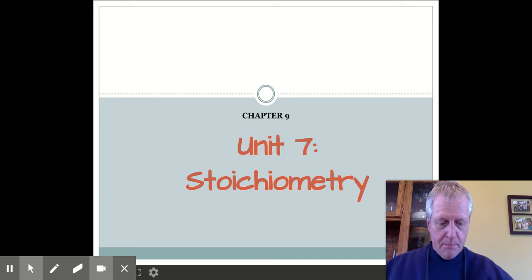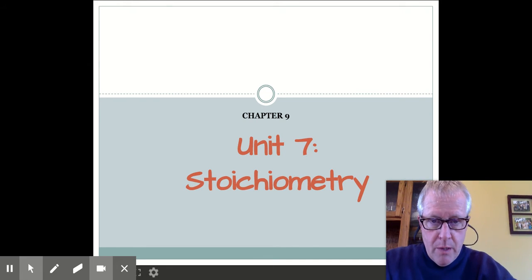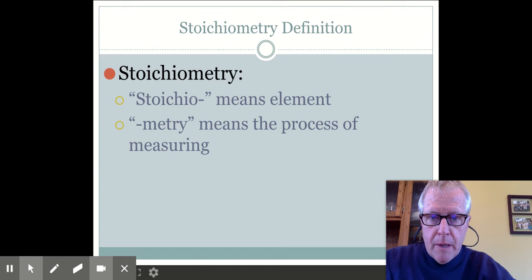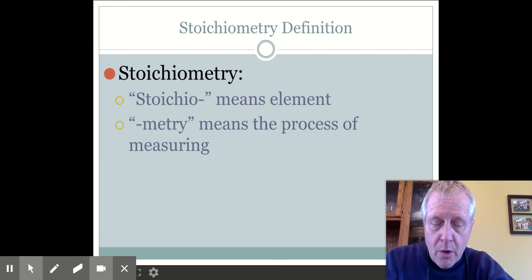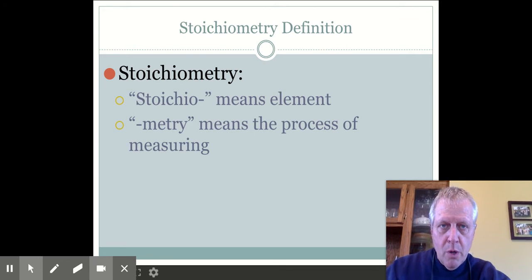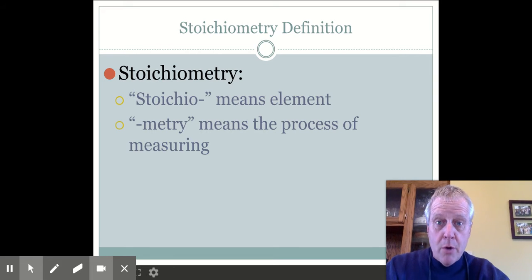So what does that mean? As we look at our slideshow here, it literally means the process of measuring the elements. And so here is where chemists and biologists have developed a tool that allows them to determine how much is happening in chemical reactions, accounting for the masses.